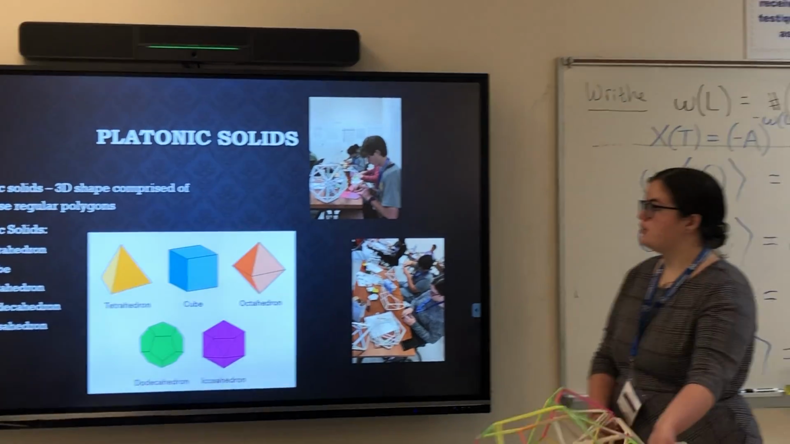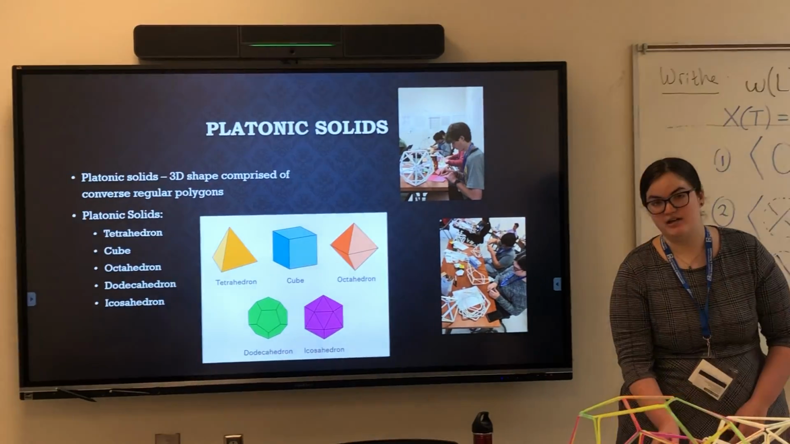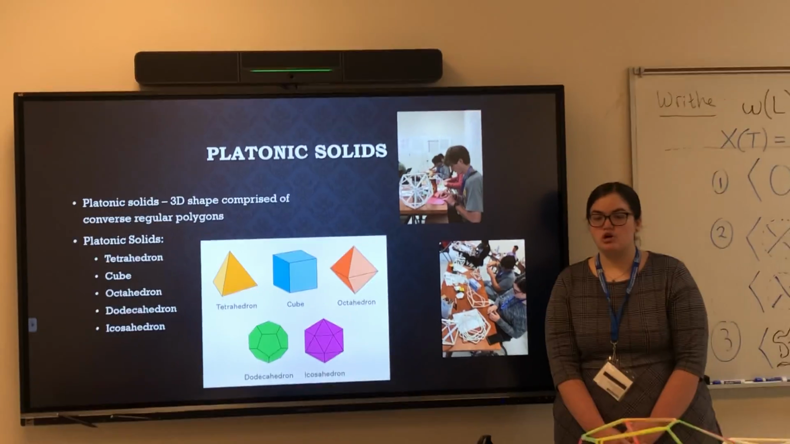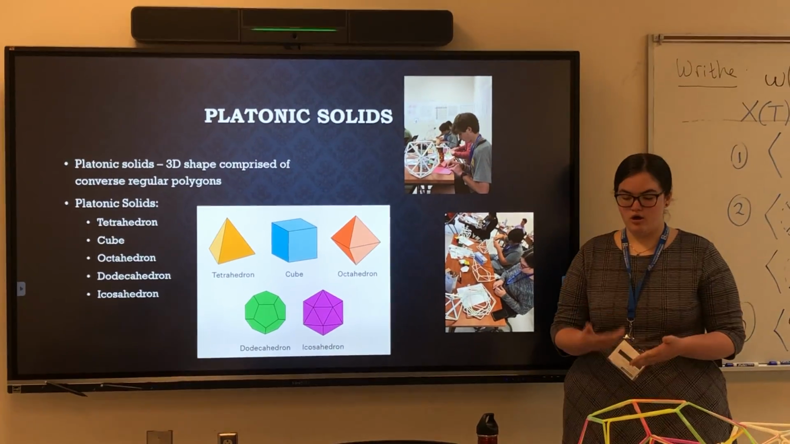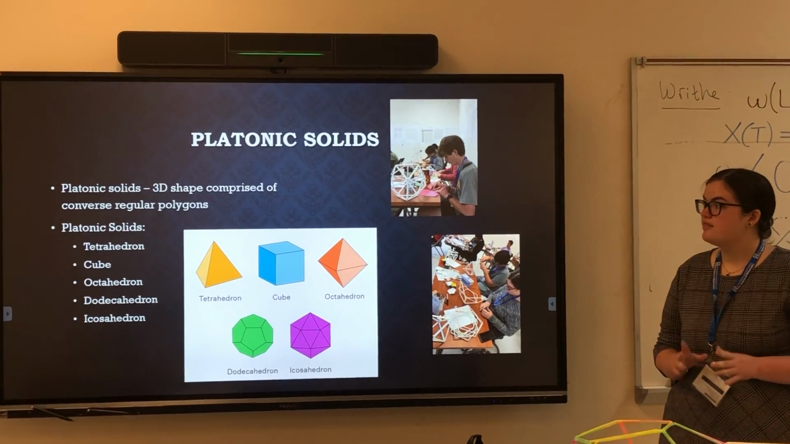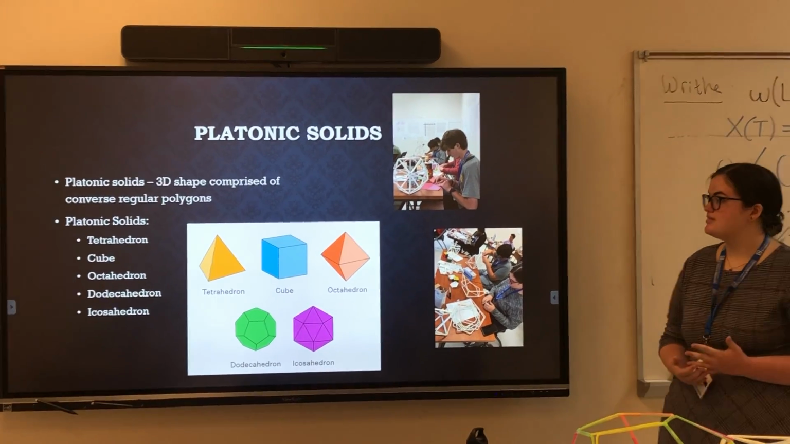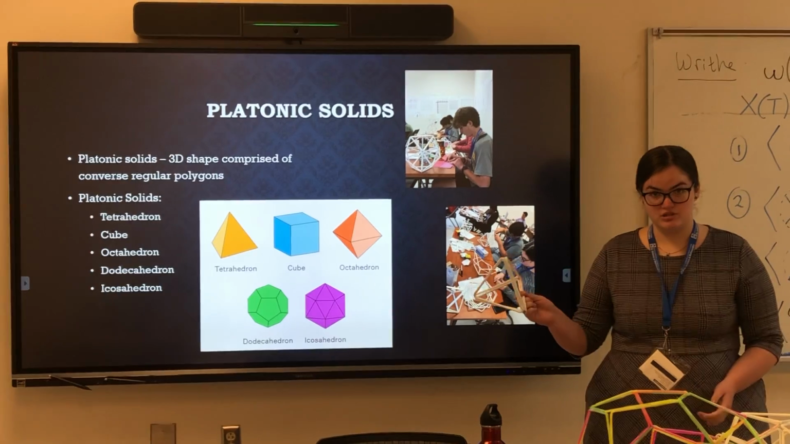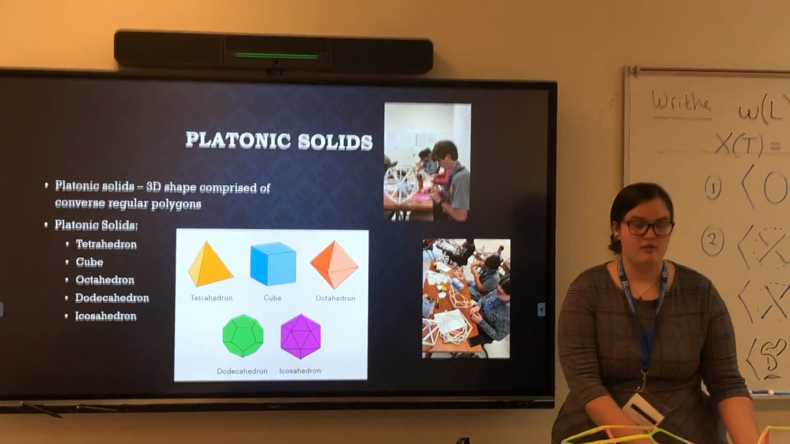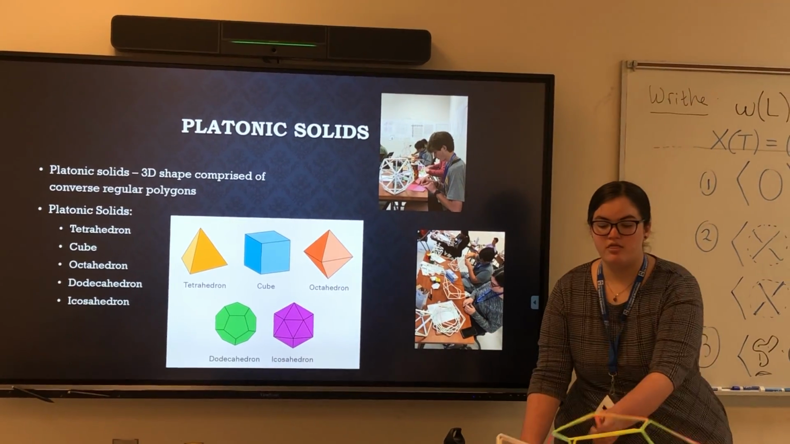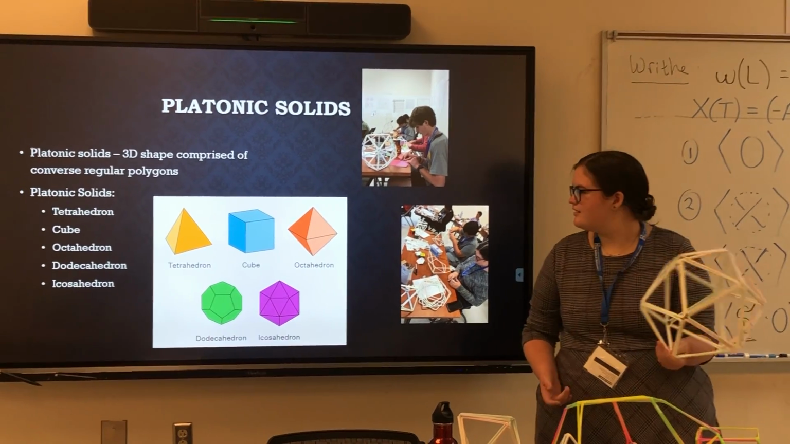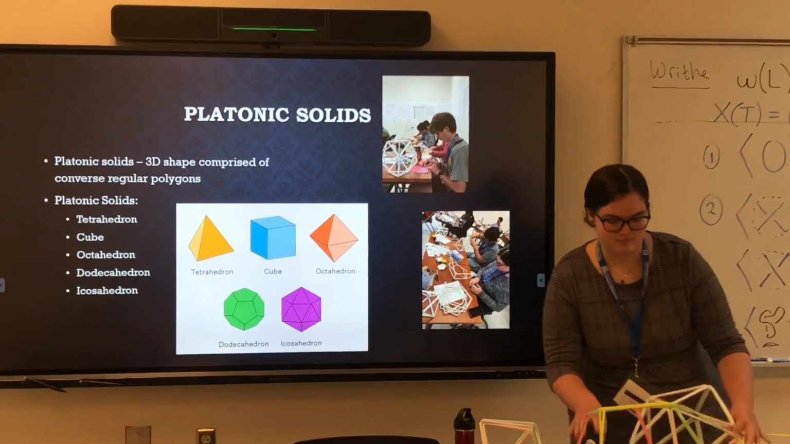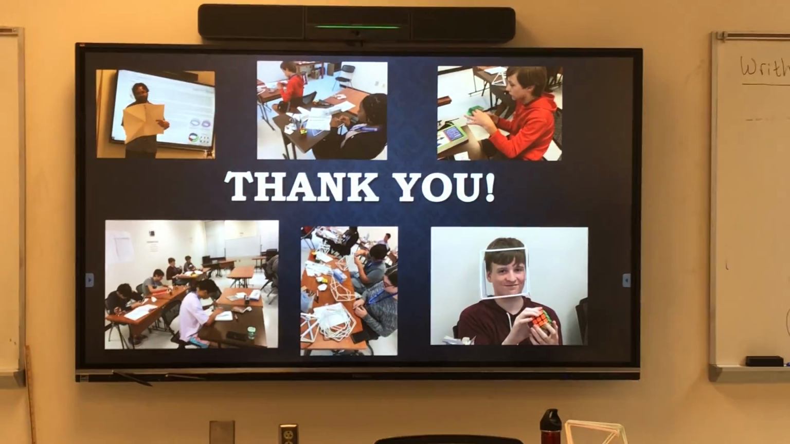Hi, my name is Dory, and I'm going to be talking about Platonic solids. Platonic solids are 3D shapes that consist of the same polygon repeating on itself. There are 5 kinds of Platonic solids, and those are the tetrahedron, the cube, the octahedron, the dodecahedron, and the icosahedron. Woo!